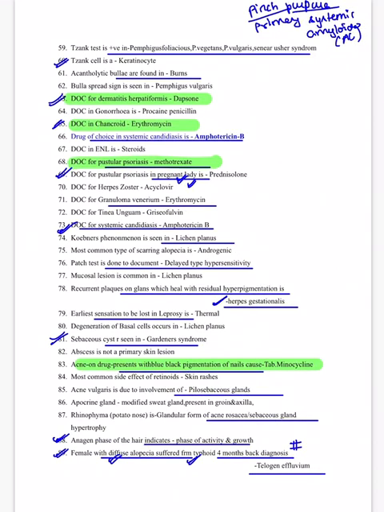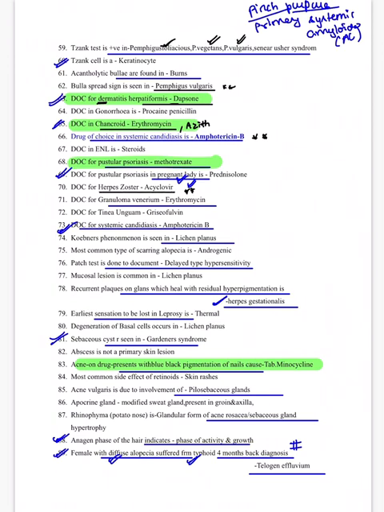Okay. Now coming on to the other thing, guys. Tzanck test is positive in pemphigus foliaceus, pemphigus vegetans, pemphigus vulgaris. Okay. Things that are superficial, guys. Okay. Now see, bulla spread sign is seen in pemphigus vulgaris, guys. This we talked about. Drug of choice for dermatitis herpetiformis, D for dermatitis, D for dapsone. Now coming to the drug of choice for chancroid, it is either azithromycin or erythromycin, guys. Okay. For systemic candidiasis, it is amphotericin B.